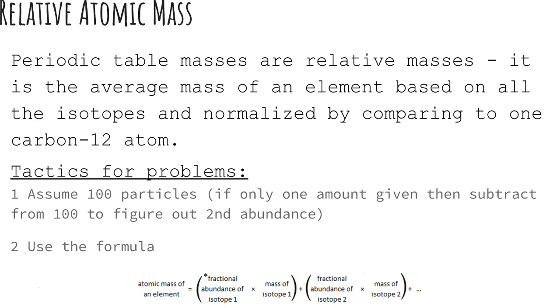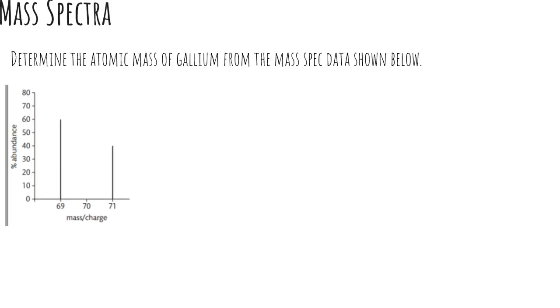So we're going to see some problems that have to do with these. In order to do this, we're going to assume a couple of things. Number one, we're going to assume there's 100 particles. That's going to help us out with the calculations. If they only gave us one, then we'd have to subtract from 100 to figure out the second abundance. And the formula below is shown, and we're going to be using that formula to figure out the atomic masses of various elements. So let's take a look at an example.